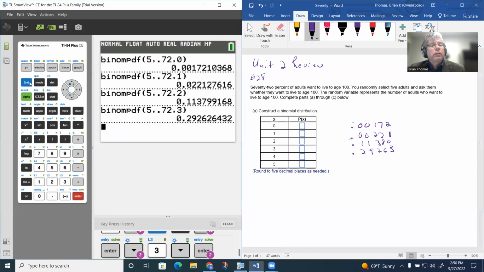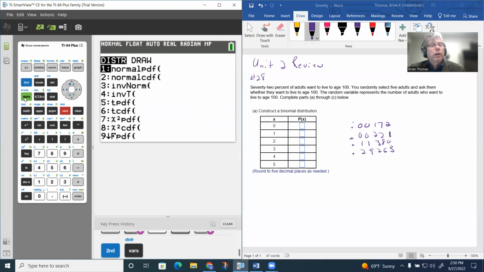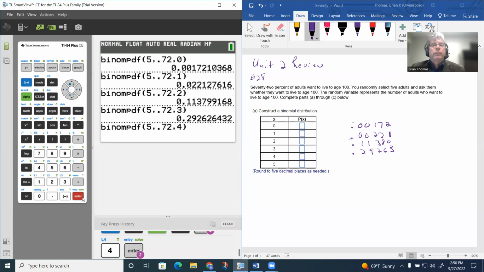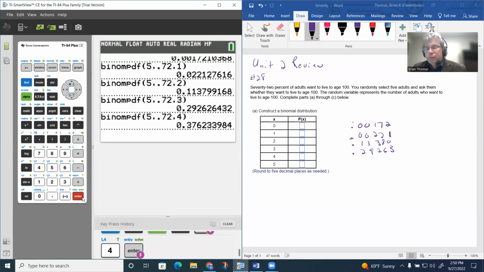So now if we go again, second distribution, alpha A, go down to change that to a 4, hit enter, paste. So it gives you kind of a 0.37623. And since there's a 3 after that, that does stay as a 3. Okay. And then let's do the 5th one.